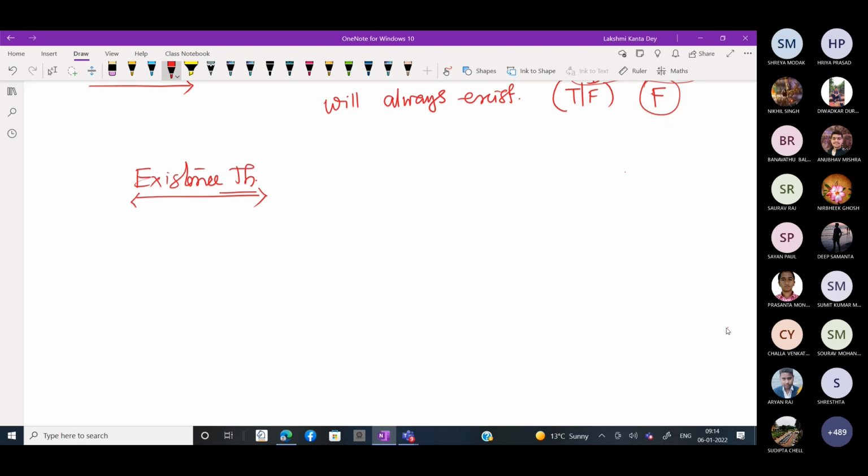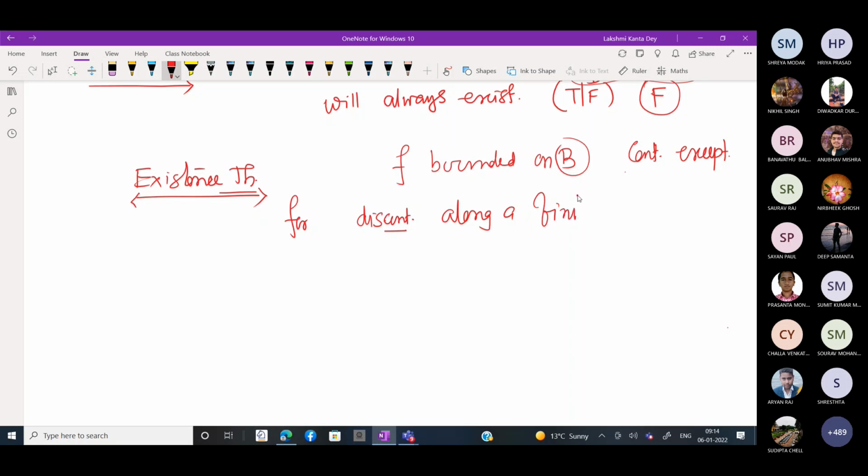No, the existence theorem says that if a function f is bounded on B, where B is the domain of definition, and it is continuous except for possibly being discontinuous along a finite number of graphs of continuous functions, then it is integrable.